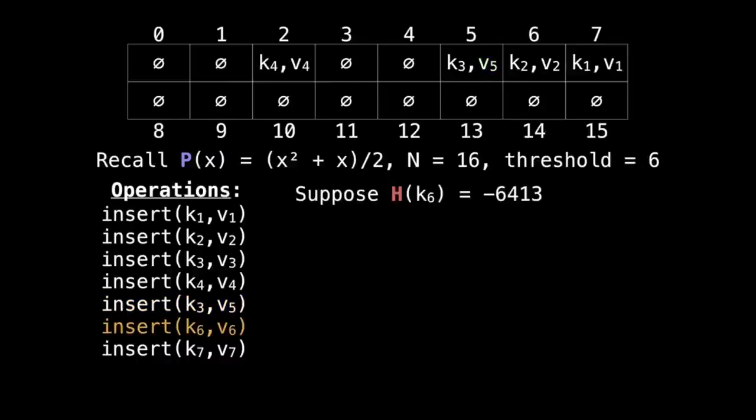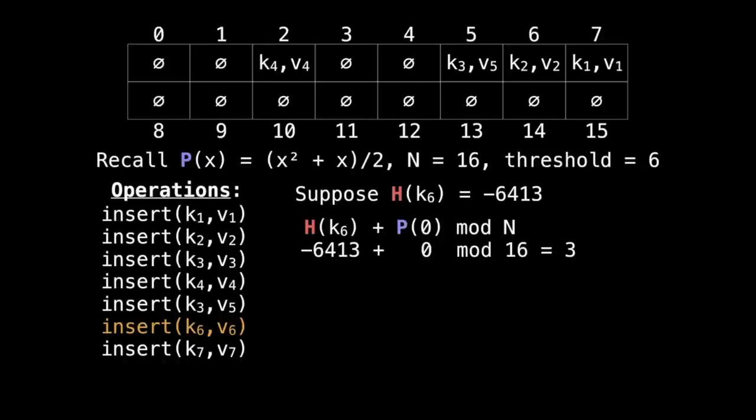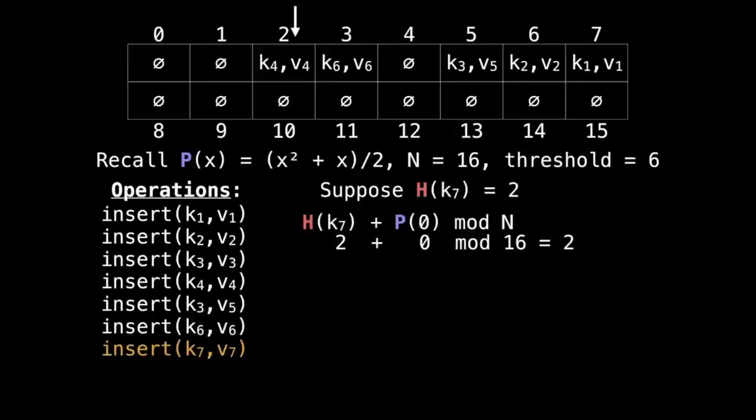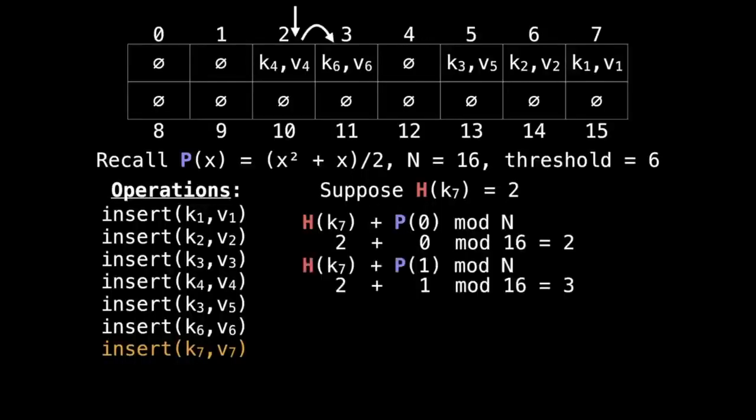So suppose that the key k6 hashed to minus 6,413. So that hashes to 3 mod 16. So that slot is free, so we're just going to insert it. And the last one, k7, suppose it hashes to 2. But we have a collision right there, so let's probe along.